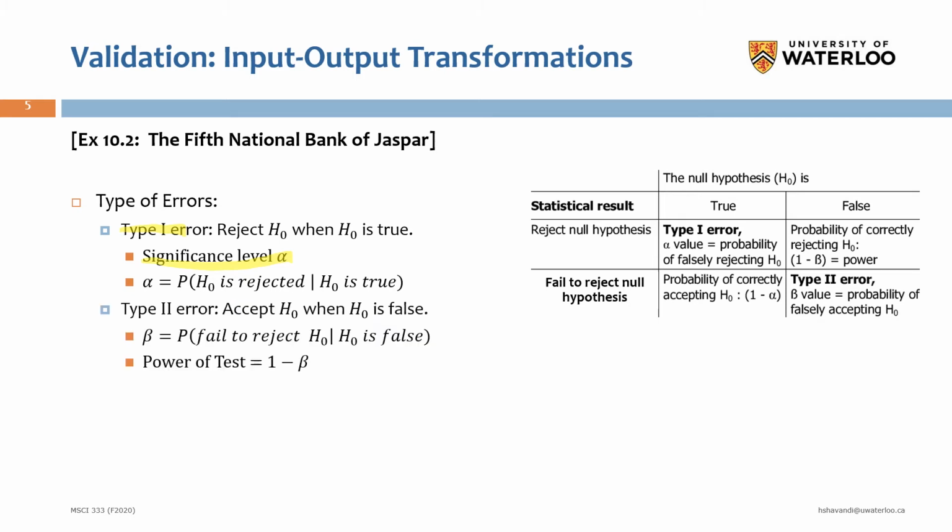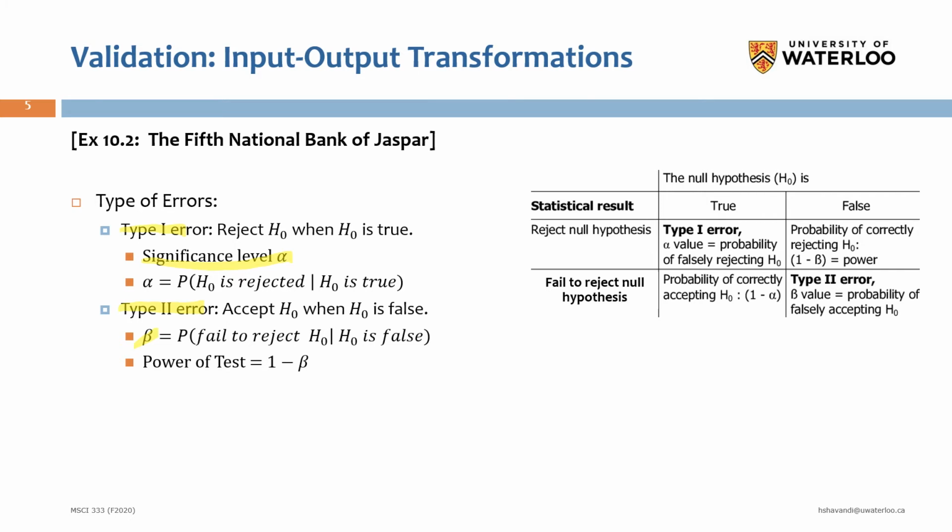The second error, type 2 error, is accepting H0 when H0 is false. We denote this by beta. So beta is the probability of failing to reject H0 when H0 is actually false. And among these two errors, the type 2 error has more severe consequences than type 1.